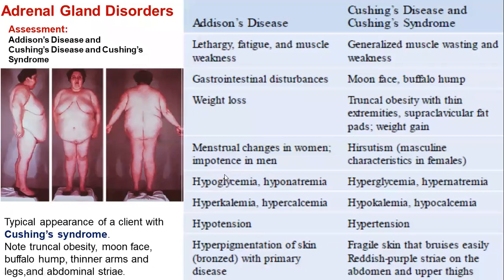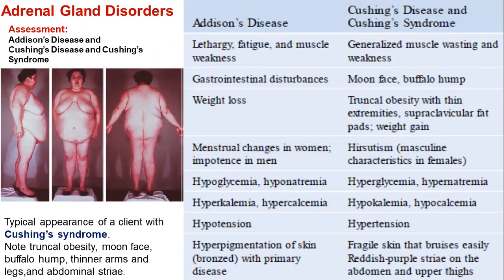hypoglycemia, glucose down. Hyponatremia, sodium down. But some are exceptional as well. Hypotension, blood pressure down. What is exceptional? Hyperkalemia and hypercalcemia.